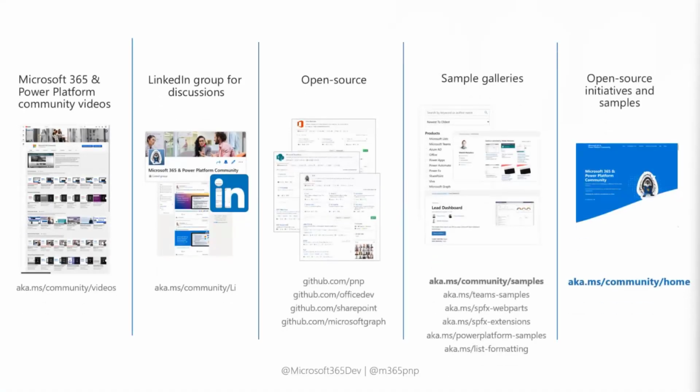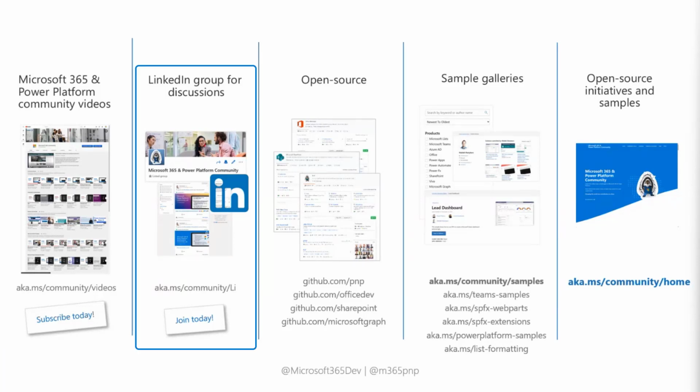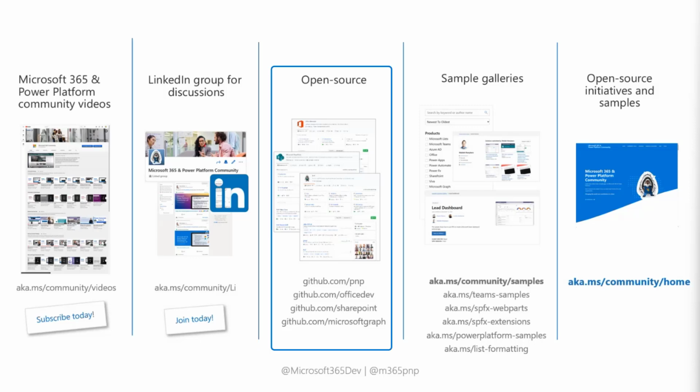Now, if you would like to contribute and to participate, there's a few ways that you can do that. One of the ways is you can watch our Power Platform and Microsoft 365 community videos. You can subscribe to our YouTube channels and stay up to date. We also have a whole bunch of LinkedIn groups for discussions. Again, we welcome you to participate here, and this is a great place to connect with your peers and to chat with us. We have open source initiatives in GitHub, and you can participate by contributing, by submitting issues, and doing all sorts of cool things like that. And we'll talk later about how we can help you get started with those.